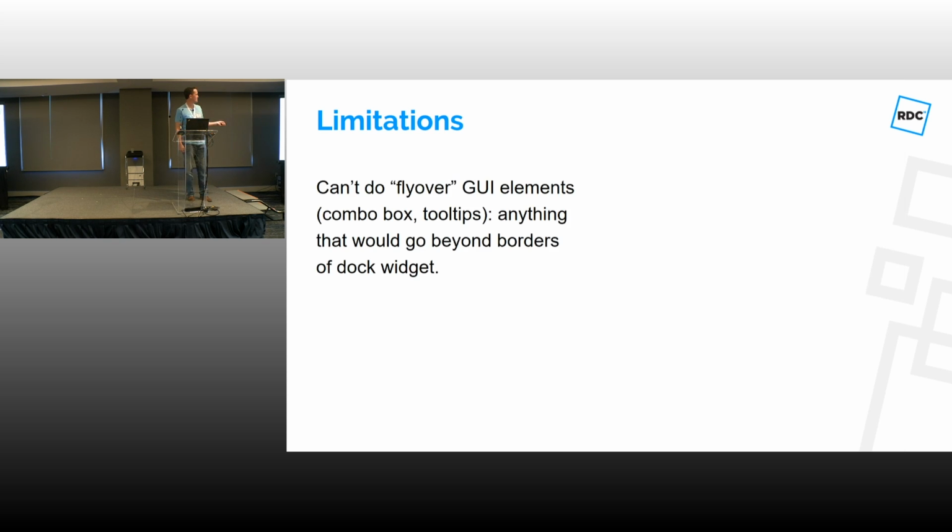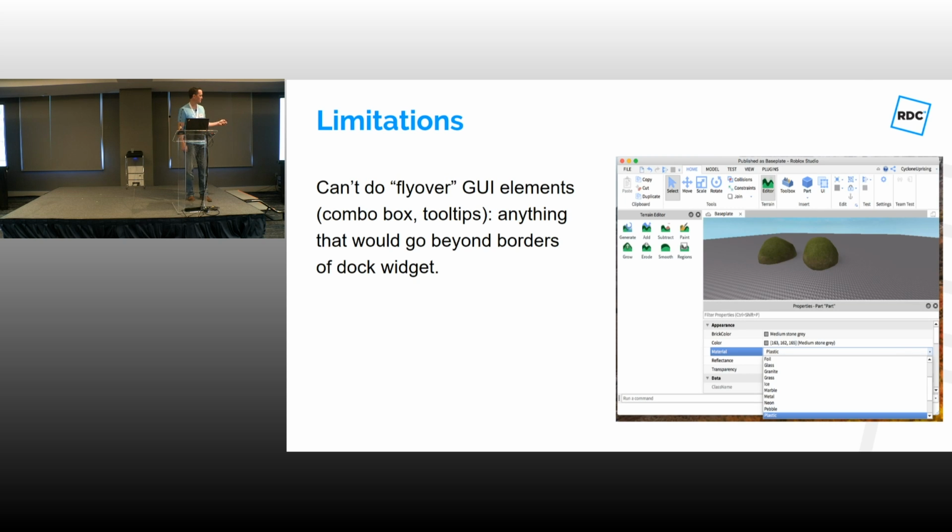Other limitations: we can't do flyover GUI elements, which I didn't really think about until I ran into it trying to add a dropdown. I was like, oh, snap. It doesn't work, because on a real native dropdown, we could have it extend past the edge of Studio. A plugin widget really is just a square inside of which we're running a renderer exactly like this. It is not a small step.